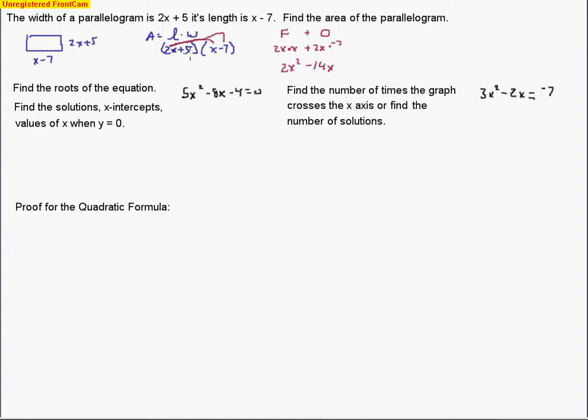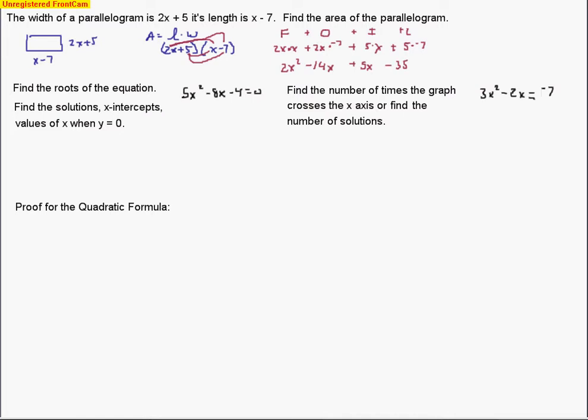That gives us a negative 14x. And then we move on to the inside terms. So we're now multiplying 5 by x. Those are my inside terms. And when I do that, 5 times x makes a 5x. And we have our last terms. So 5 gets multiplied by negative 7. So 5 times negative 7 makes a negative 35.